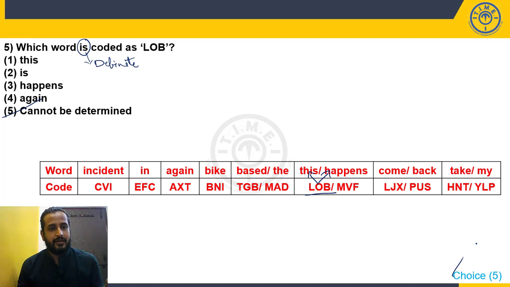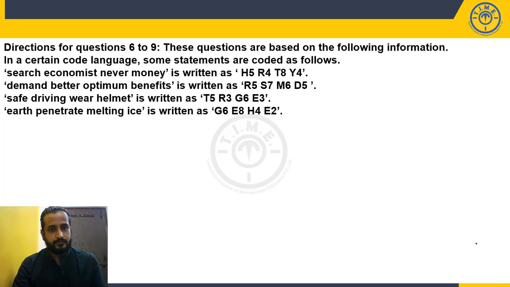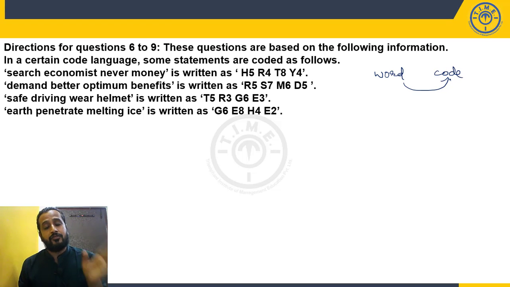Okay, this is model 1. In the elimination process, you can identify the codes. Now let's discuss model 2. In model 2, as we discussed earlier, you will not have any common terms. If you look at search economists never money, demand better optimum benefits, safe driving, wear helmet, earth penetrate, melting ice, can you see any common words? No, we don't have any common words. So when we don't have common words, definitely between the word and code you will have some relation. That relationship has to be identified.